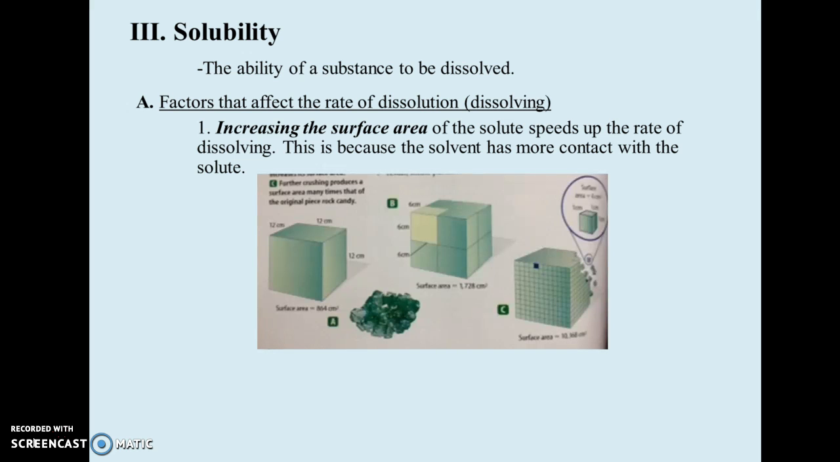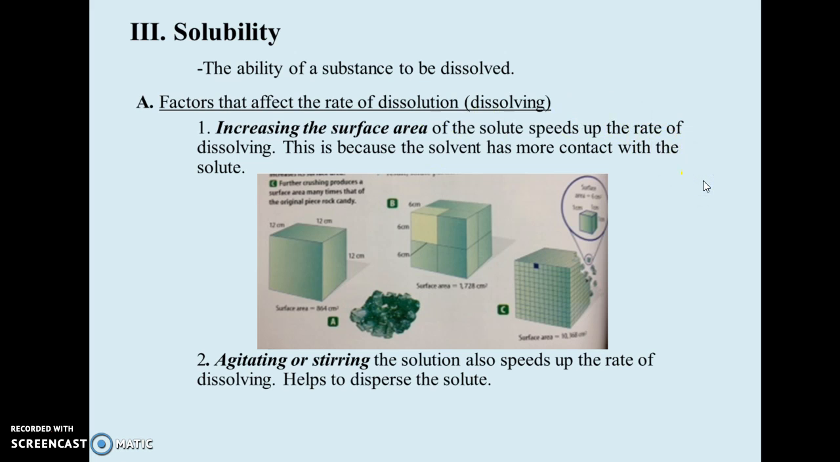All right, so my example, a sugar cube versus granular sugar. So if we have a sugar cube and then if we break it apart into smaller pieces, we increase the surface area. And the more surface area means the more contact that the solvent can have with the solute. So if there's more contact between the solvent and the solute, there's more dissolving happening that can pull it into solution quicker. Another way is to agitate or stir. Again, more contact, more dispersal of the solute in the solvent speeds up the rate of solubility or dissolving.